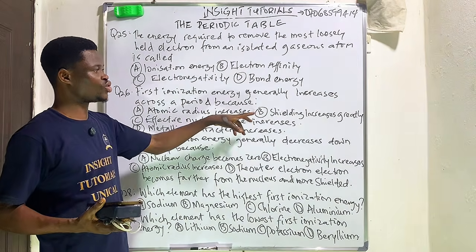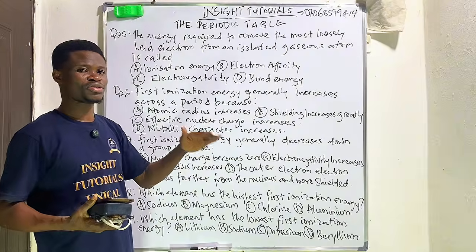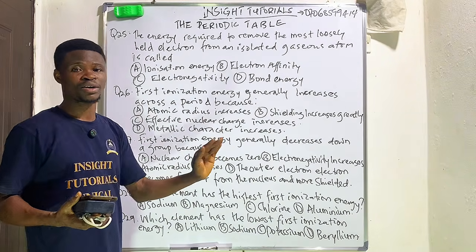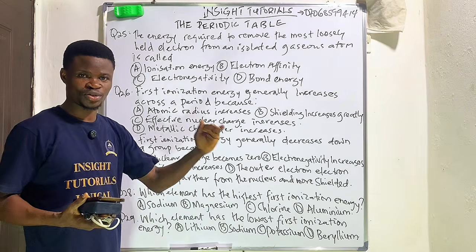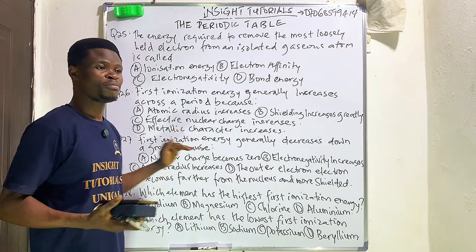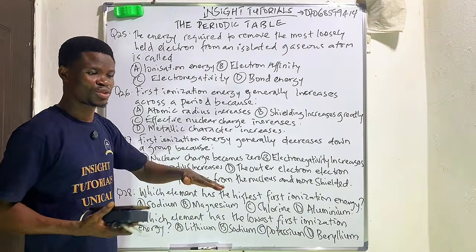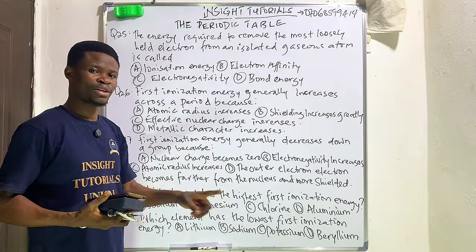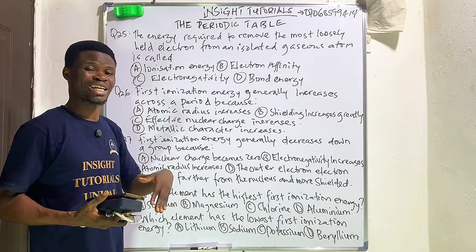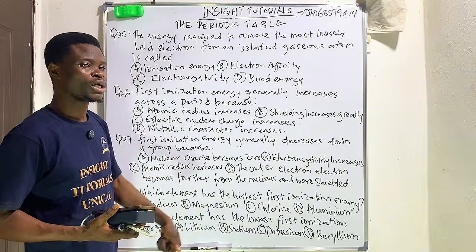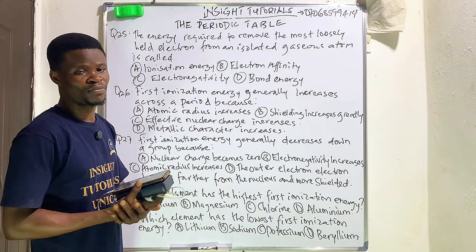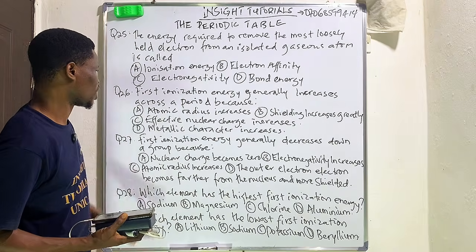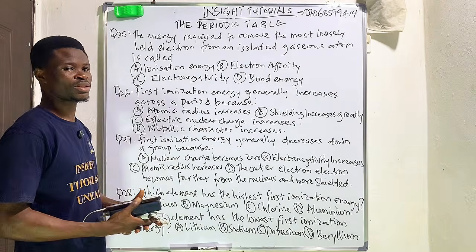Another thing, B says shielding increases greatly. Across the period, shielding is constant. Why? Because we have the same number of shells across the period. Period 1 has 1 shell. Period 2 has 2 shells. Period 3 has 3 shells. So across the period, we have the same number of shells. You're just adding electrons to the same shell, not adding another shell. So it is down the group that the shielding effect actually increases. All right, so that's out of it. The correct option is effective nuclear charge increases.